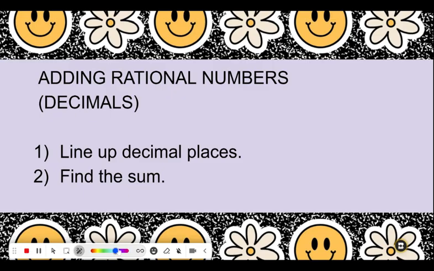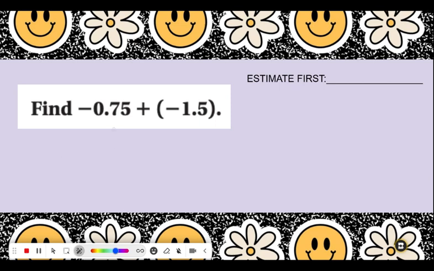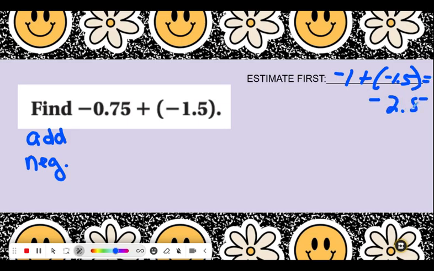Let's try decimals. When we add decimals, we remember we need to line up the decimal places and then find the sum. So I see 2 negatives, so I know I'm going to add them, and then you're going to have a negative answer, right? So add them and keep the negative sign. So let's estimate. So negative 75 cents is close to negative 1 plus negative, we'll just keep negative 1.5. So that will be about negative 2.5.